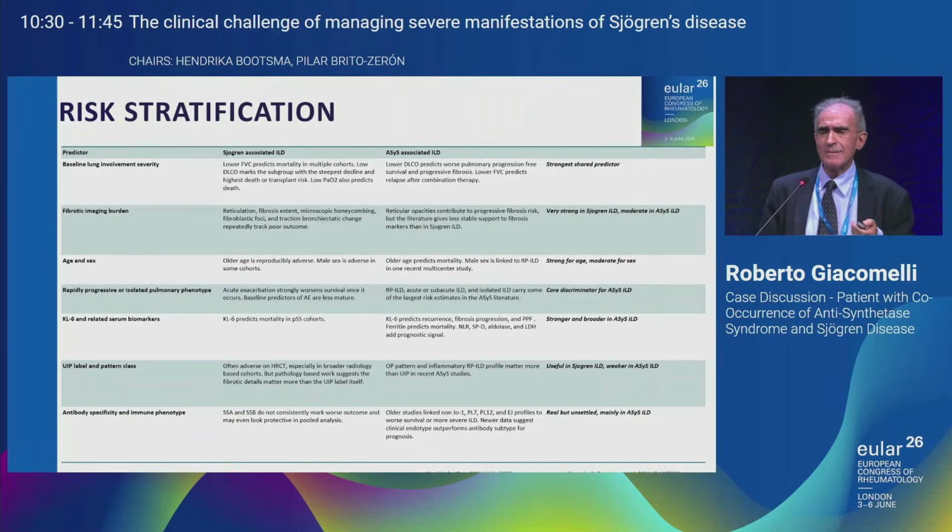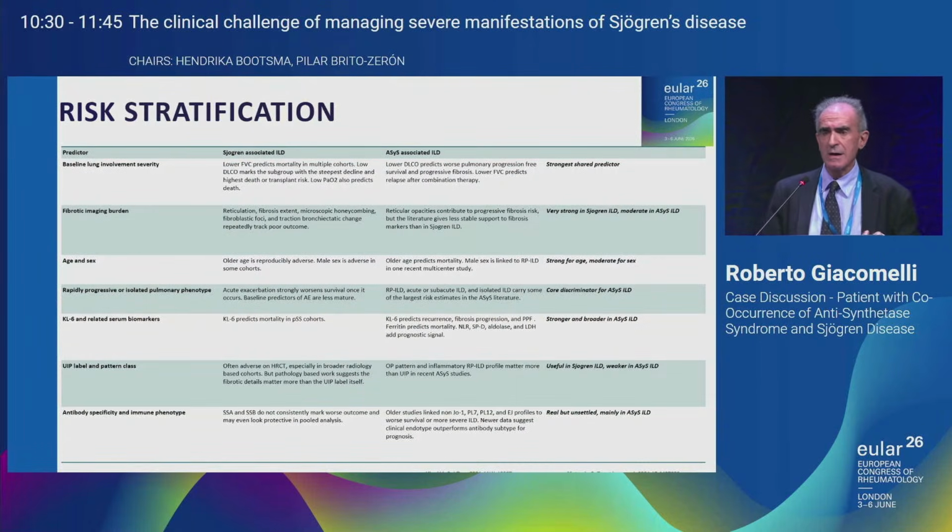We decided to try to define, from the experience of the Italian group, what is a possible risk stratification for this subset of patients. And we observed that the baseline clinical involvement of the lung is a very strong predictor of poor prognosis, especially in the overlap syndrome.